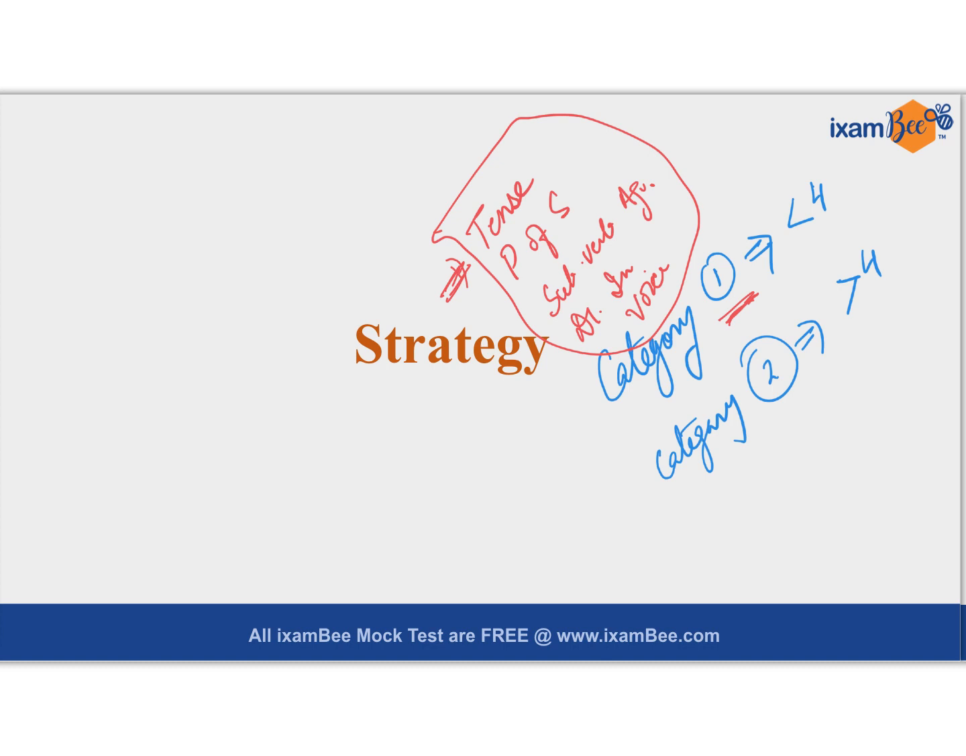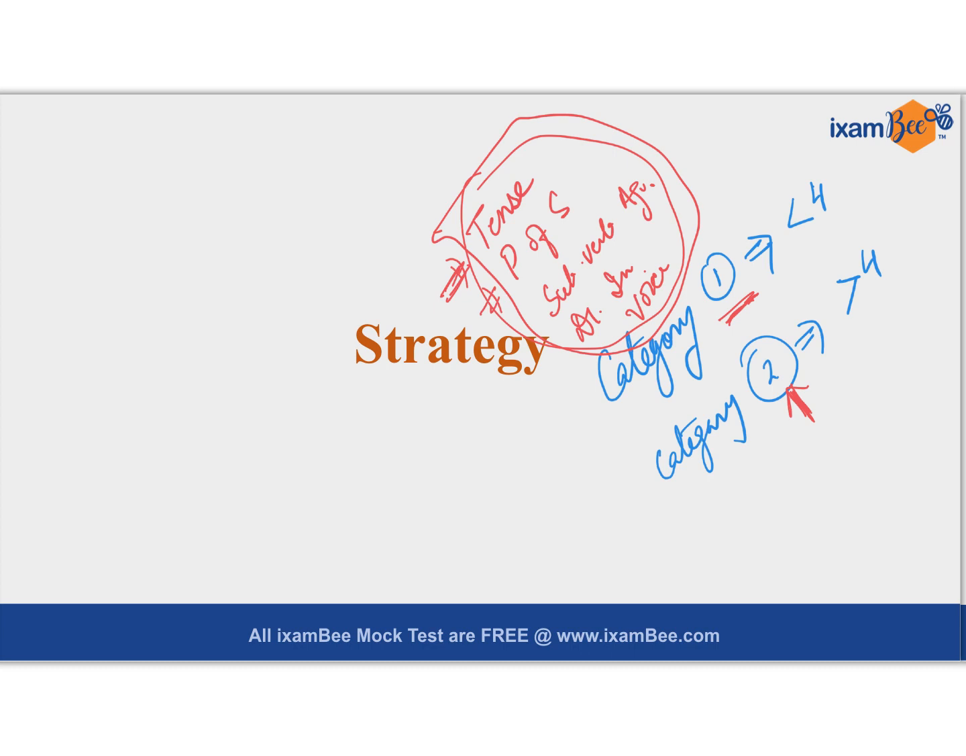So when you are doing parts of speech, you can practice chapter tests of parts of speech, and once you do it, you can practice questions. And if you are in category number 2, I suggest you start practicing a lot of questions.